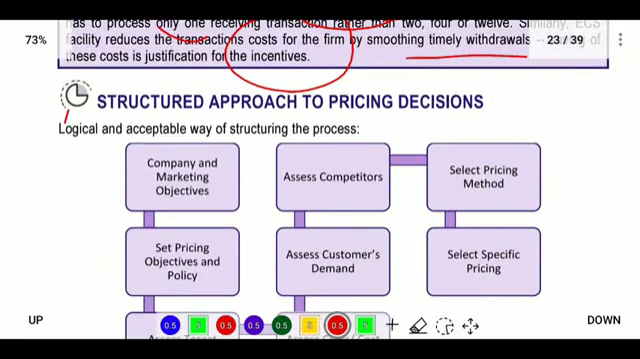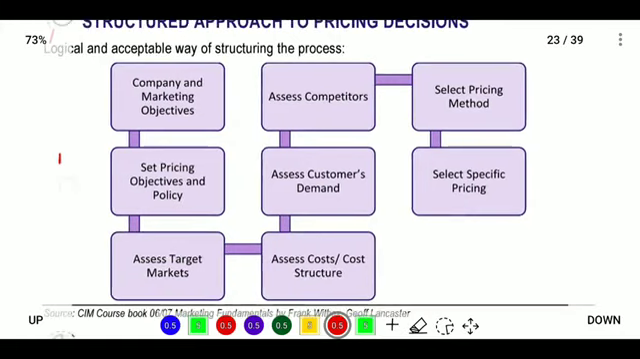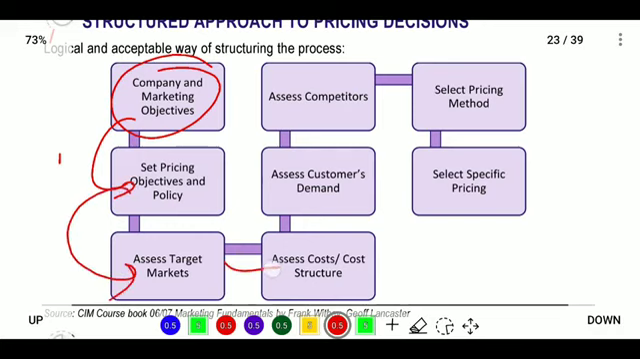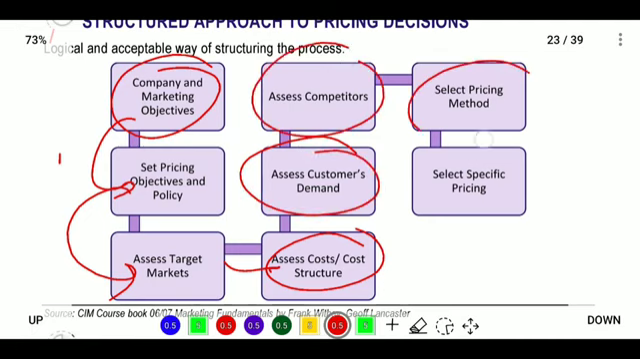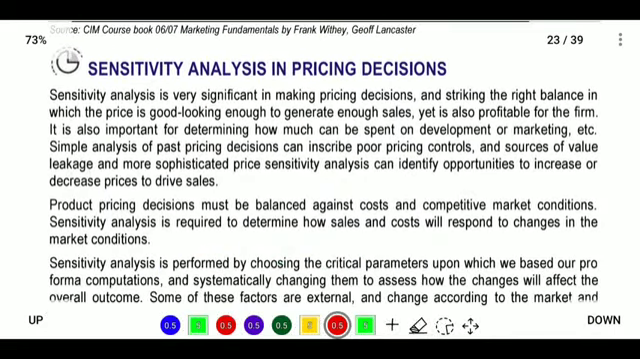Next, a structured approach to pricing decisions. Here is a logical and acceptable way of structuring the process. The company starts from its marketing objectives, sets the pricing objectives and policies, assesses the target market, assesses the cost structure, assesses customer demand, assesses competitors, selects the pricing method and selects the specific price.